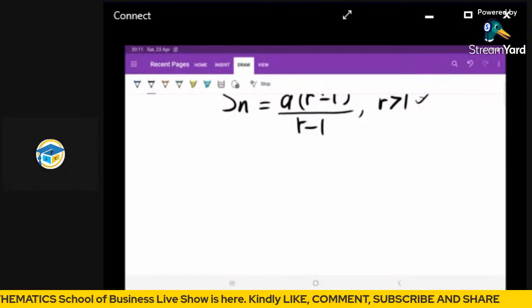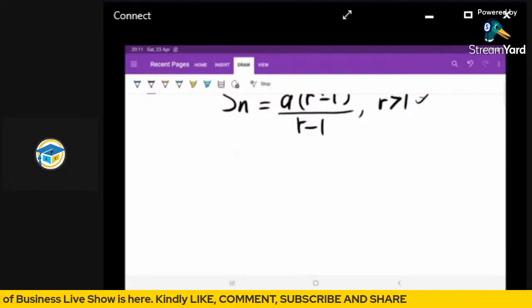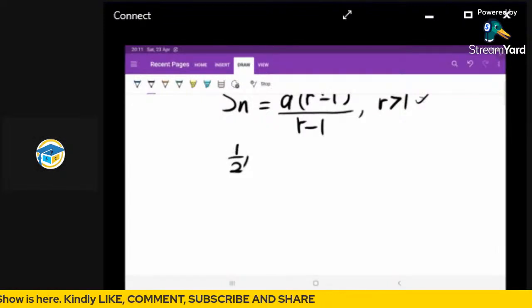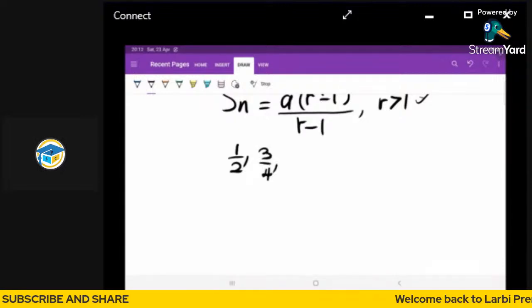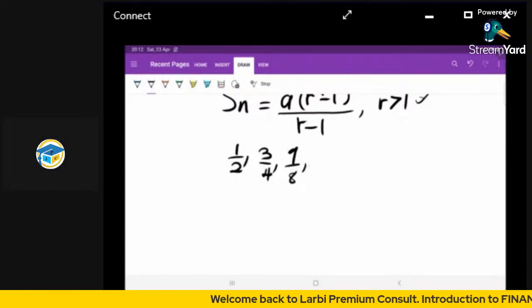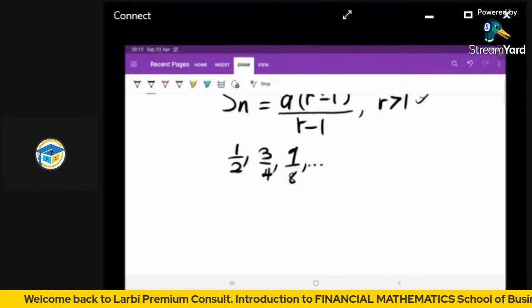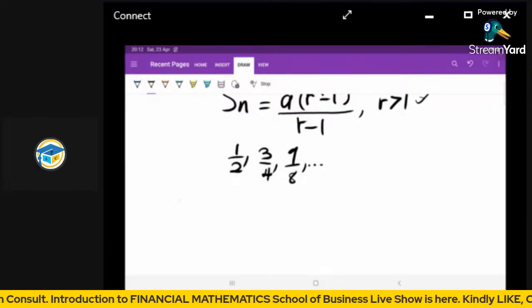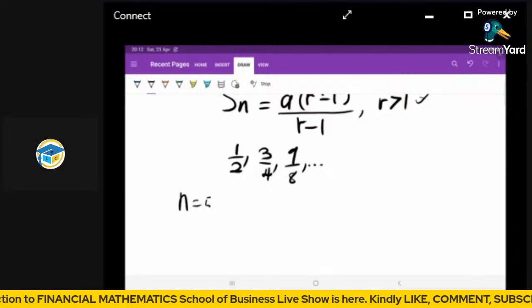In this case, these are the sequence for this. So you have 1/2, 3/4, 9/8, and we have our three dots. So this is how we are asked to find the sum of the first five terms. So here we can say that our n is equal to 5, right?